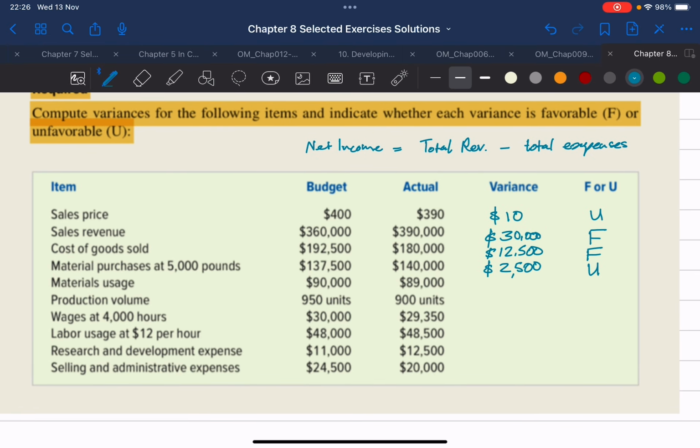Next one, materials usage. The budget was forecasting $90,000 and the actual was only $89,000. So the actual is less than the budget, so that is favorable. So I'll come to the last column here and write F, and the difference is $1,000. Sorry, we put it a little higher up.